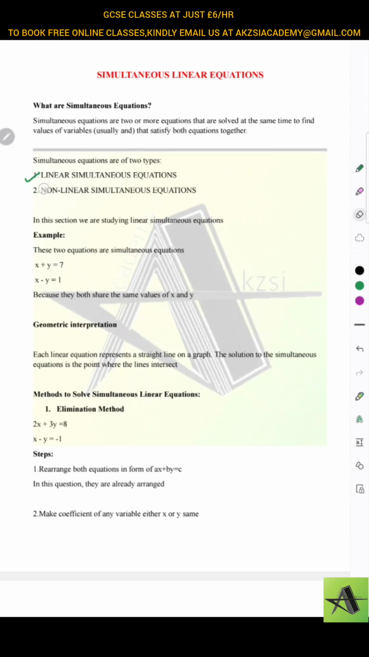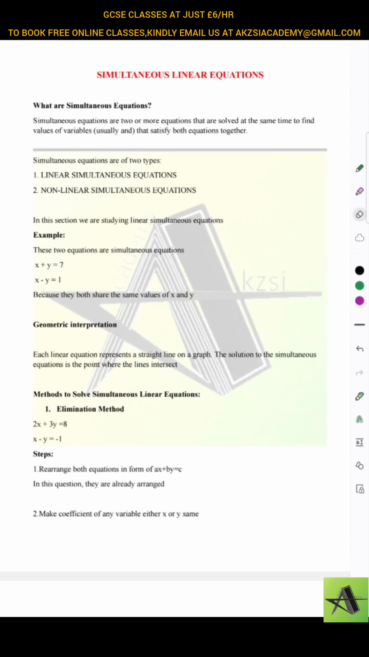There are several ways of solving simultaneous equations. Basically, there is the substitution method, the elimination method, the graphical method, and so on. But I'm talking about linear simultaneous equations, not higher tier, because higher tier has to learn the substitution method as well. Even for foundation, if you're learning the substitution method, it's perfectly fine. But most schools actually prefer the elimination method. So that's why in this section, we are doing only the elimination method.